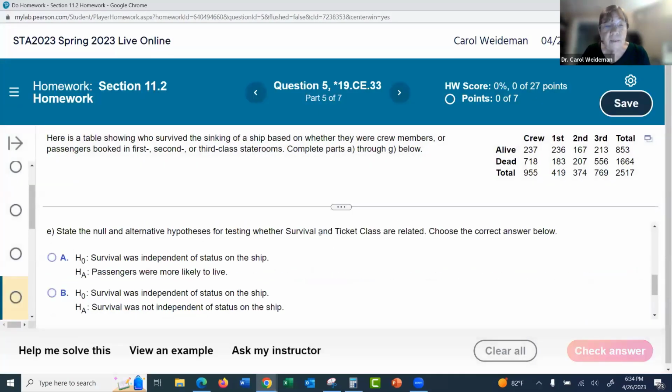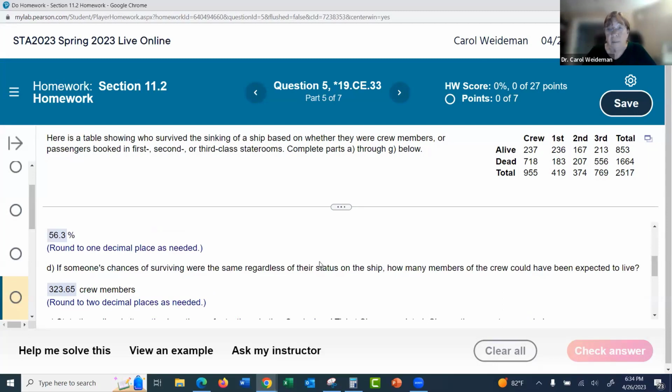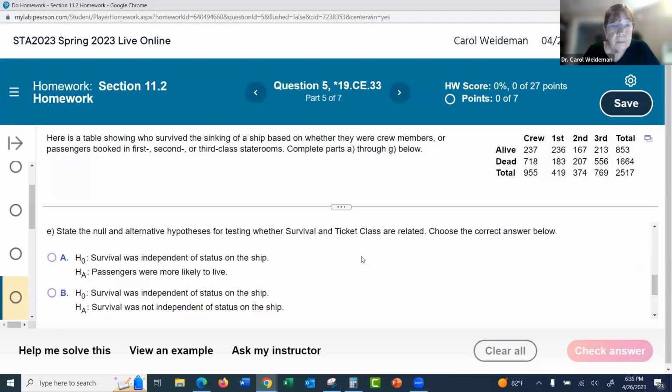So this is where you see the impact of things not being independent. And we just said it, it seems like it's better to be a first class passenger than a crew member. We only had 237 crew members survive. But if the two variables were not related in any way, we would expect to see about 324 crew members surviving. So we're seeing far less than we expected.